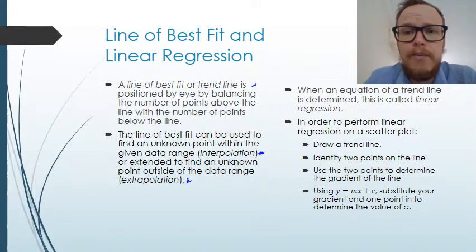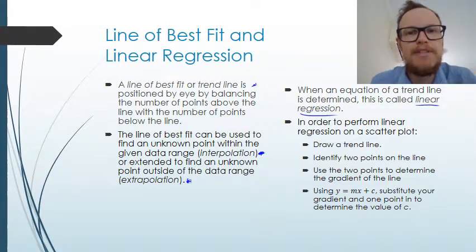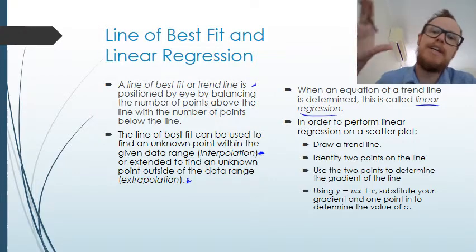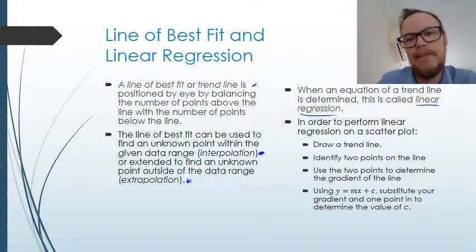When we find an equation of a trend line, it's called linear regression. Okay, so to regress means to move backwards. So it's us working backwards from having the data to determine a linear trend line.